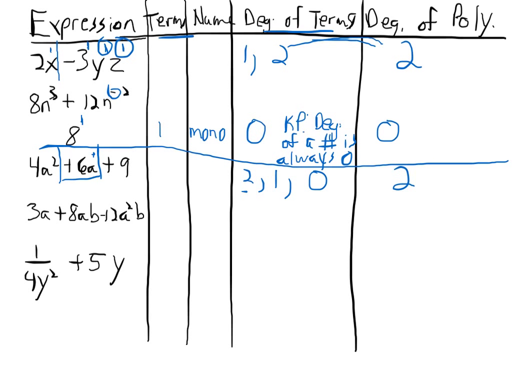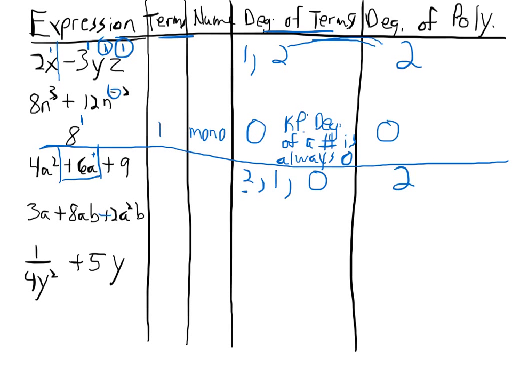That's it. Okay. Go ahead and hit pause and do this next one on your own. The 3a plus 8ab minus 12a squared b. Actually, I'm sorry, I looked back at my notes, that should be plus 2a squared b. Okay. Go ahead and do that one on your own. Fill in the degree of each term and the degree of the polynomial. So hit pause now.